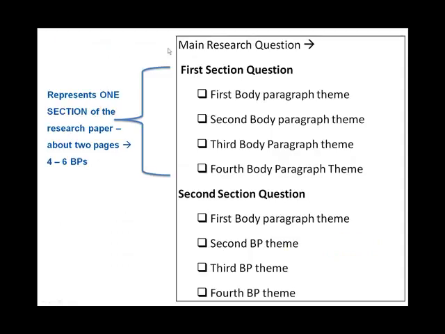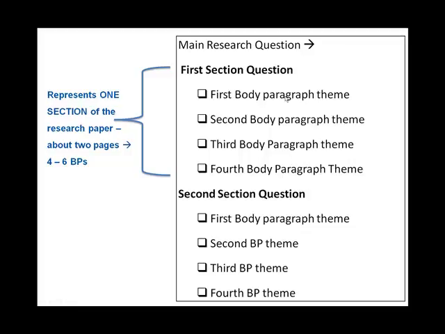Okay, so here's a template of what your research step number 6 should look like. At the top, you should have your main research question, which you've all determined at this point. And then you need to break up that main research question into section questions. So you're going to have first section question, second section question, and maybe a third section question, which I've not represented here. And you basically need to write out that question as a main point. And then under each section question, I'd like you to determine what each of the body paragraphs in that section is going to cover.